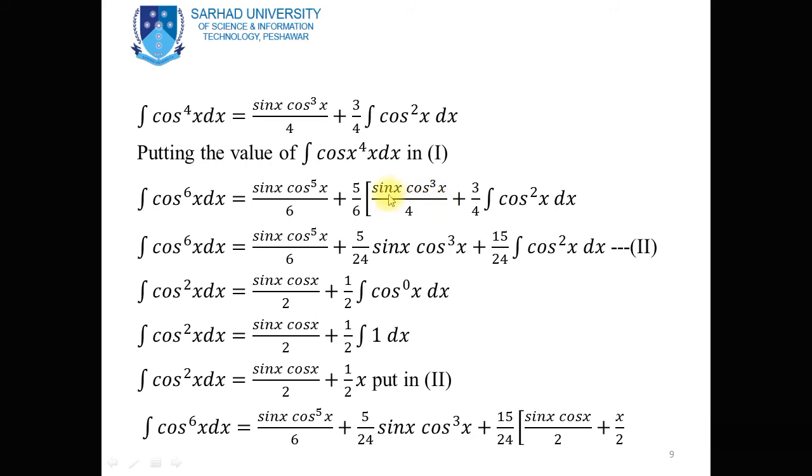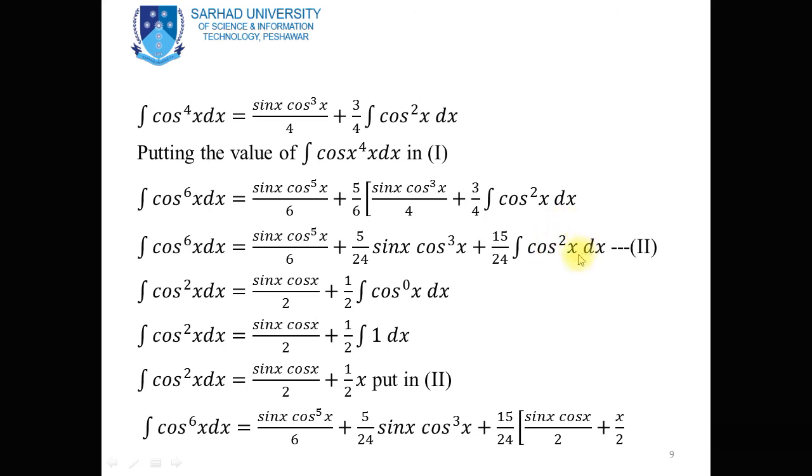So you see over here, the integration of cos x power 4 with respect to x is equal to this result: 5 by 6 into sine x cos cube x divided by 4 plus 3 by 4 into integration of cos square x with respect to x. Now dear students, multiplying 5 by 6 with these two terms, we have 5 by 24 into sine x cos cube x plus 15 by 24 into integration of cos square x with respect to x.